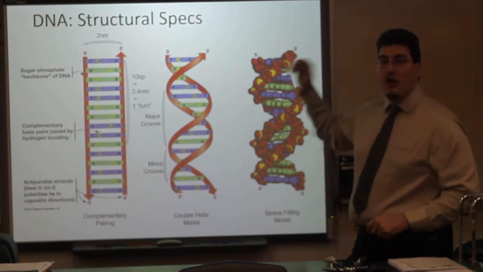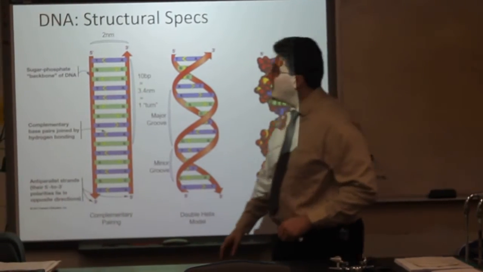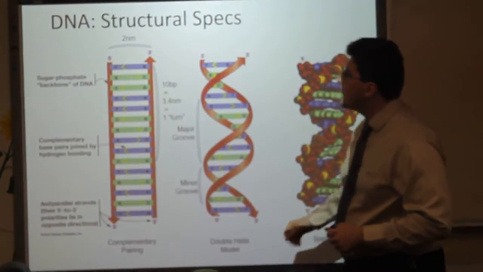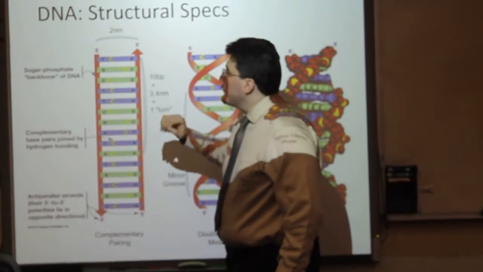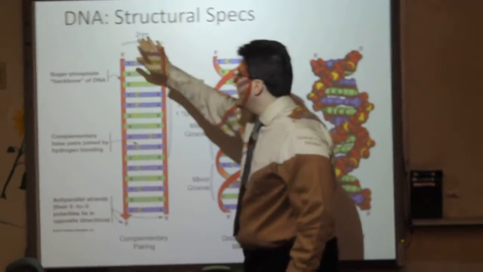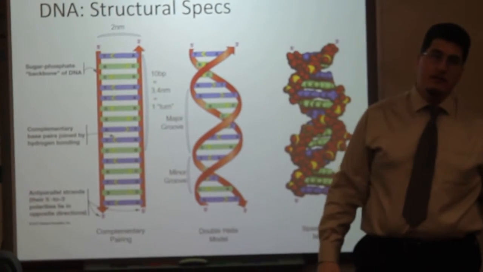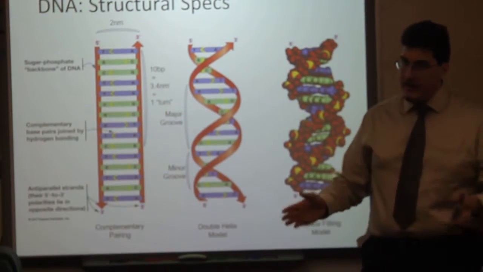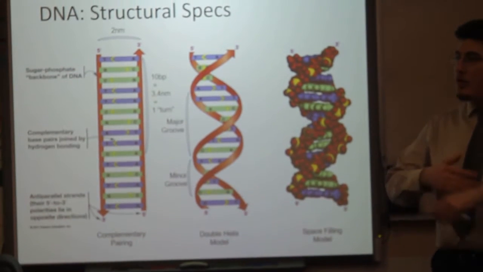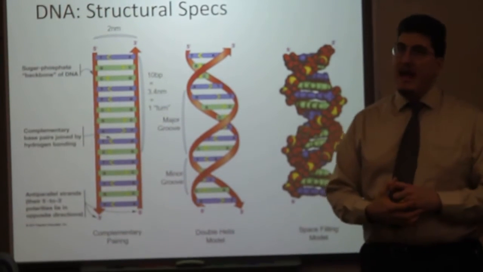Now we're going to talk about the structural specifications of DNA. DNA, the actual ladder that is DNA, is 2 nanometers in width. From backbone to backbone, it is 2 nanometers in width. The length of DNA is very long. I mean, we're talking billions of base pairs here across all the different chromosomes. So we're talking about meters of DNA.